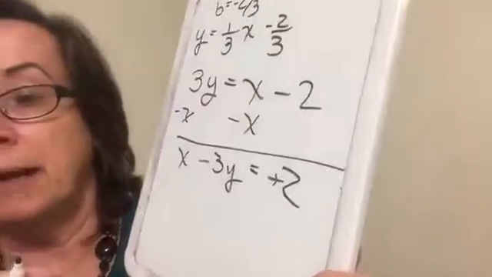So x minus 3y equals 2 is the equation of the desired line in standard form, and we have very thoroughly covered 4.3.